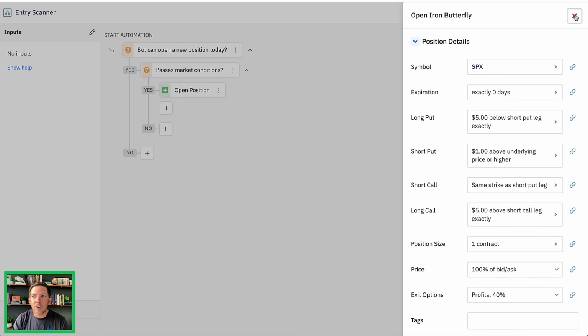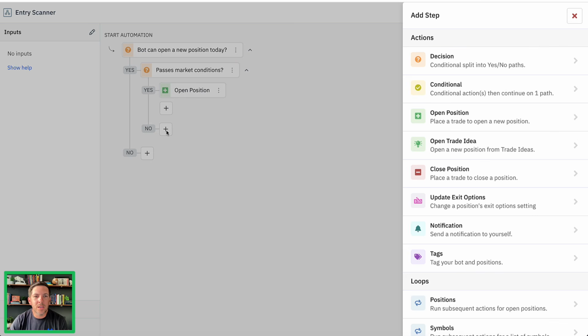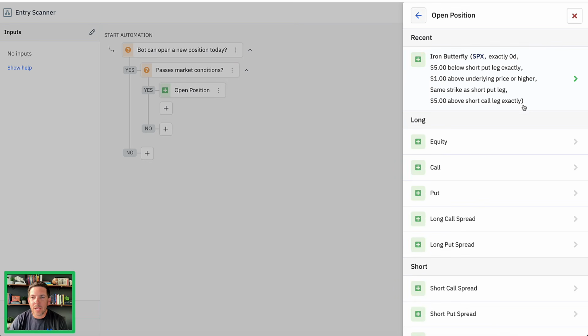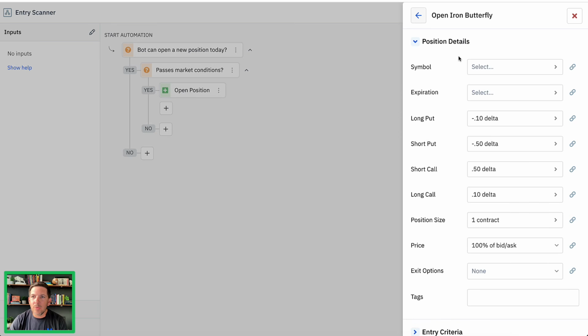If you wanted to create it fresh or from scratch, you would just simply go anywhere inside of your automation, click on the plus to add an action step. And then if you went to open position, you could open an iron butterfly here. You would just go down to short positions, select iron butterfly, and then you would tell the bot exactly the type of iron butterfly position you want to open. Now, if you use the regular open position action, which is what I'm showing here, you basically are telling the bot what you want to do. You know exactly what strikes you want to select, exactly what expiration, exactly how you want the position built out.